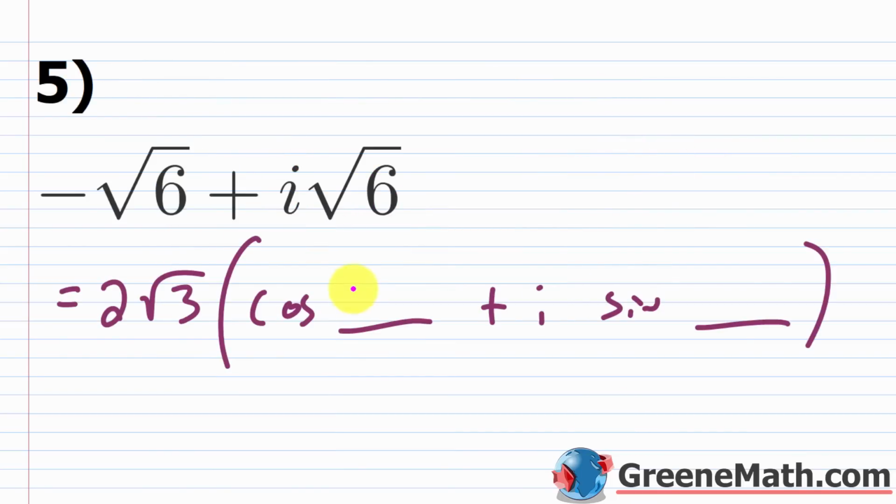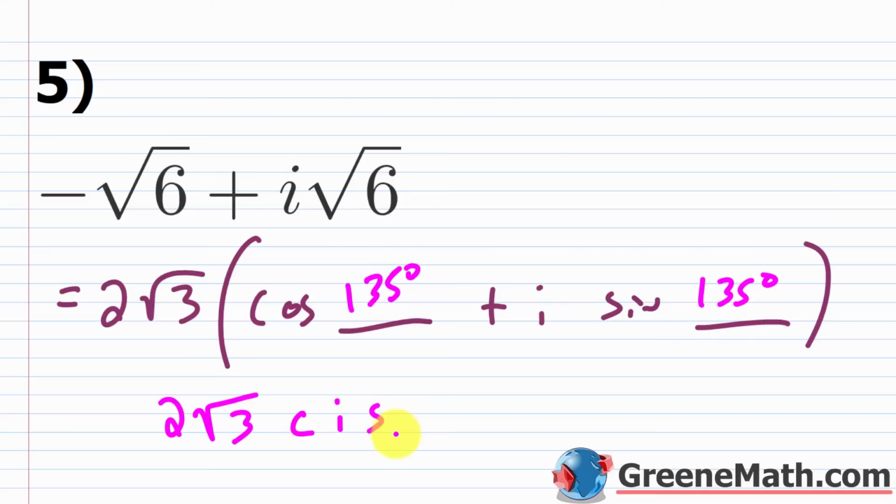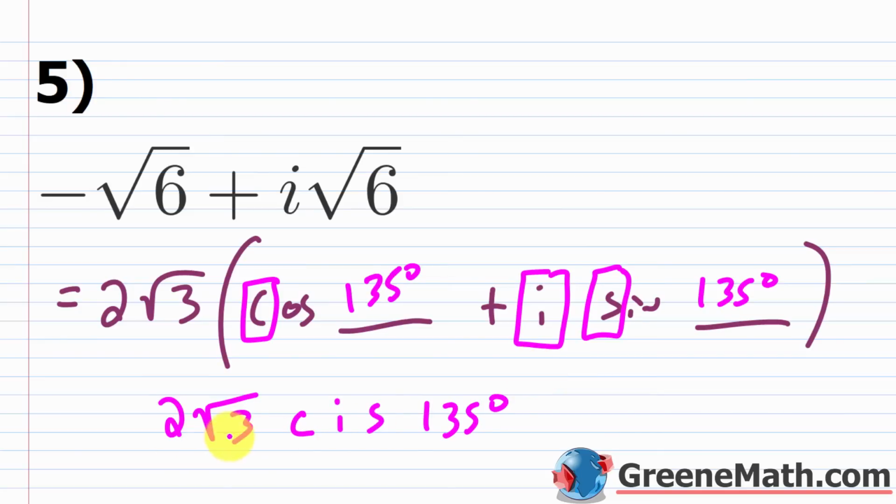So either way, we come back up here. This would be 135 degrees, and this would be 135 degrees. So in polar form, this is 2 times square root of 3 times the quantity cosine of 135 degrees plus i times the sine of 135 degrees. Again, you can write this as 2 times square root of 3 times the CIS, and then 135 degrees. This is the shorthand. So the C for cosine, the I for the imaginary unit i, and the S for sine. Okay, so that's 2 times square root of 3. You could say CIS 135 degrees.